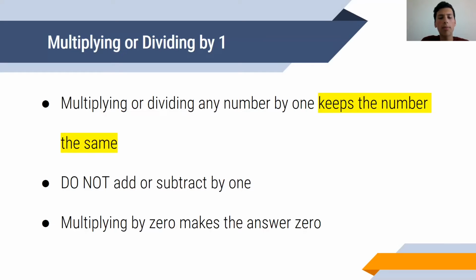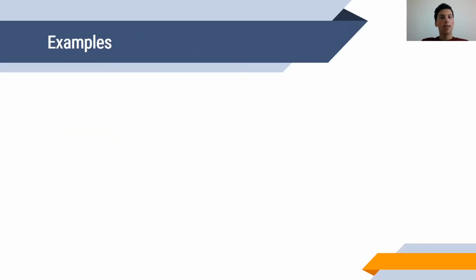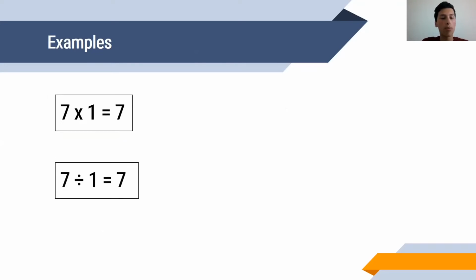And finally here, multiplying by 0 makes the answer 0. We're going to cover 0 multiplication in another video that covers more complicated padding. So we're in the intro to padding video here, but I'm going to make a video soon on more complicated padding, and we'll discuss that there. Some examples here are 7 times 1 equals 7. 7 divided by 1 equals 7. Both of these examples are multiplying and dividing by 1. Keeps the stem the same.